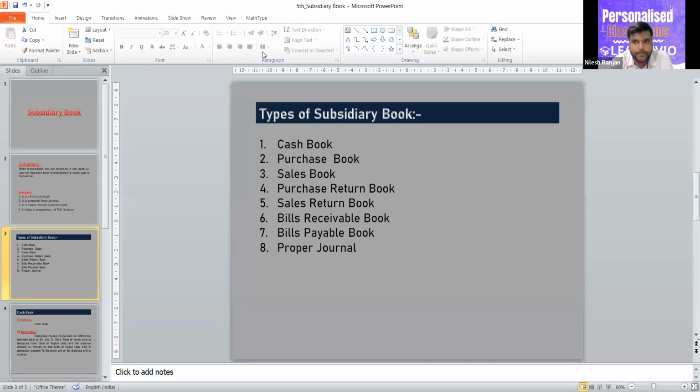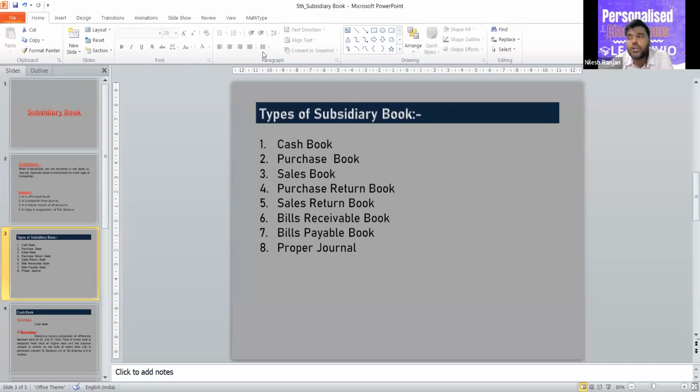Like if we purchase goods for cash, then the journal entry is purchase account debit to cash. There are 2 accounts involved in this, but it will go only in the cash book, not in the purchase book. So any cash transaction will go only in the cash book. There will be no second entry in any other book.